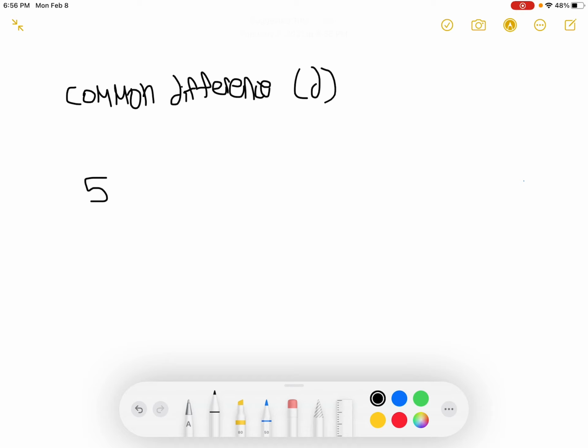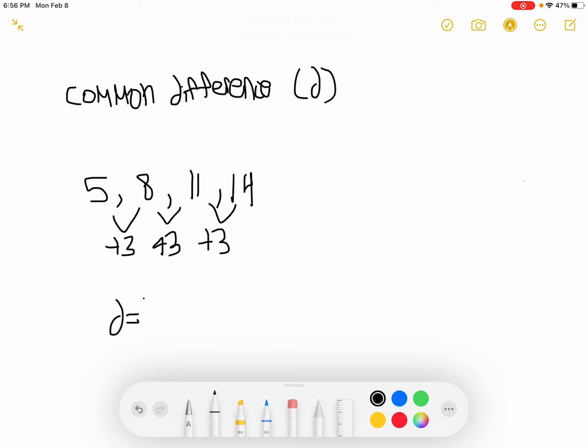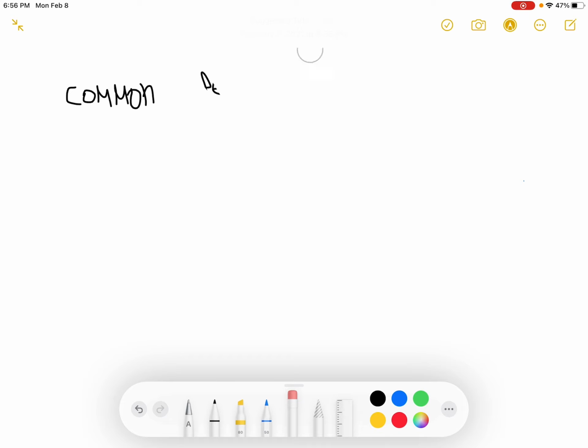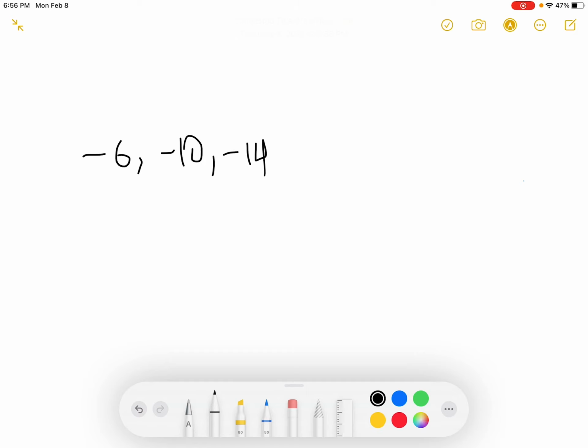So let's see. 5, 8, 11, 14. What's the difference between these numbers? To get from 5 to 8, you add 3. 8 to 11, add 3. 11 to 14, add 3. So that means that D equals 3. There we go. That's simple. And the same would go if it was negative. So, -6, -10, -14. It's -4 each time. There you go. That's what the common difference would be in that situation.